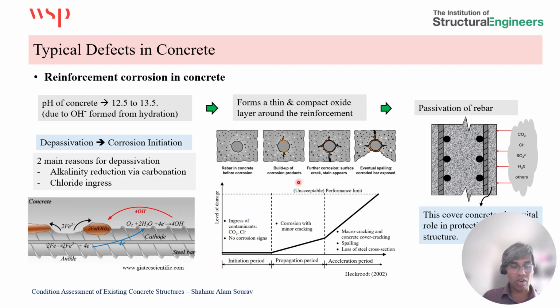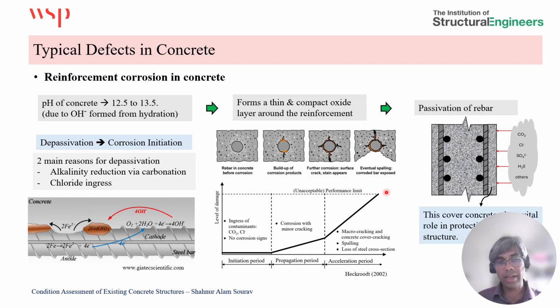Once the microcracking forms, this cracking will work as a pathway for further contaminants to get to the level of reinforcement and corrode the reinforcement in an accelerated way. At this stage, we see acceleration. We can call this an acceleration period, where due to the formation of corrosion product onto the surface of the concrete, we'll see concrete spalling and macro cracking occur. And during the process, reinforcement will lose its cross section.